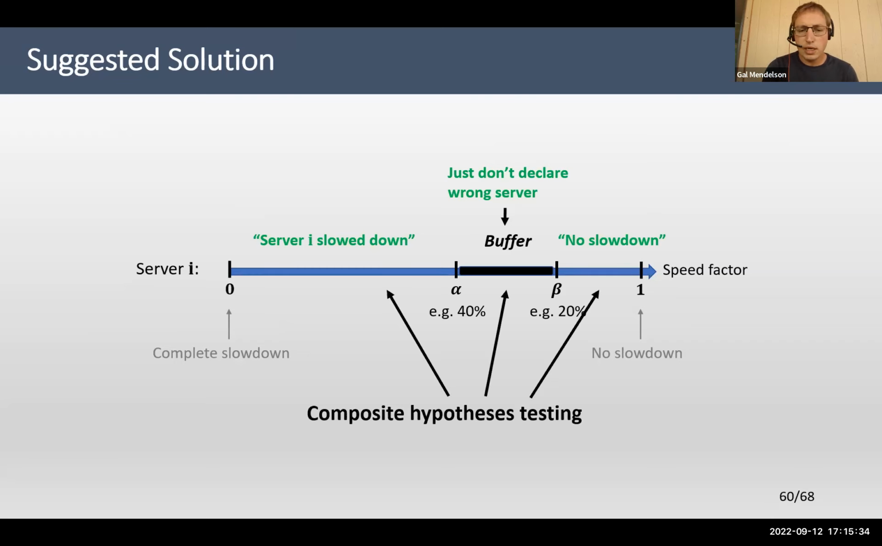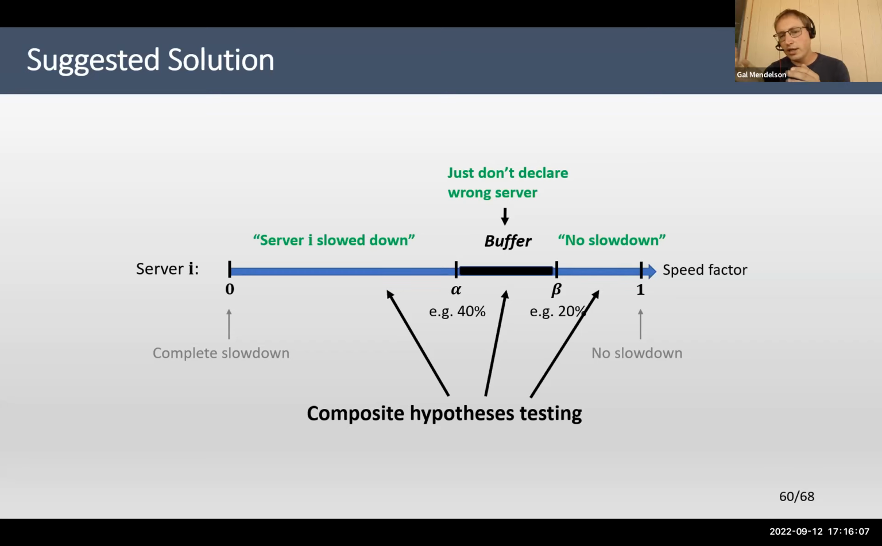Essentially, this is a composite hypothesis test. We look at the continuum between 0 and 1 on what the possible speed factor can be, which means what the slowdown is. And essentially, we divide this continuum into 3 areas. One, on the left, is an area where if the actual slowdown was in this area, I want to detect it with high probability, no matter what. And I want to get the right server when I say which server slowed down.